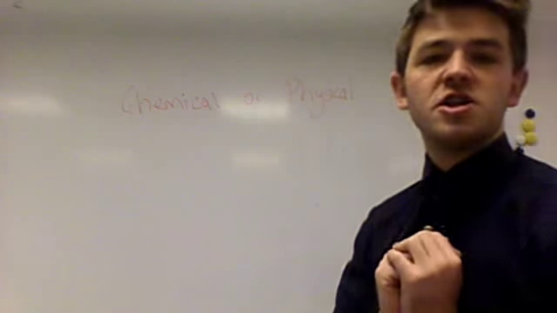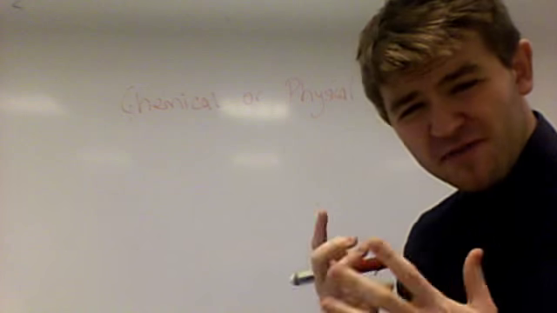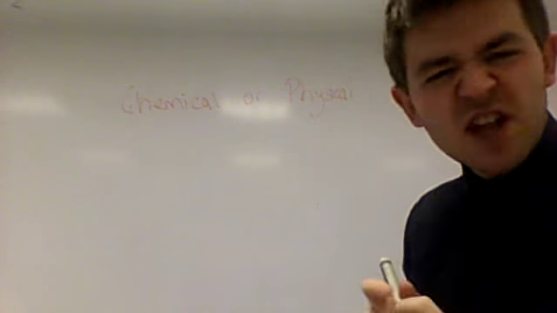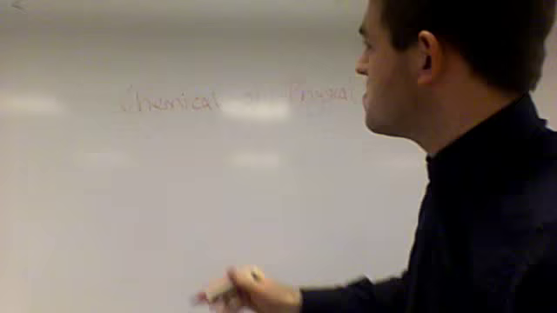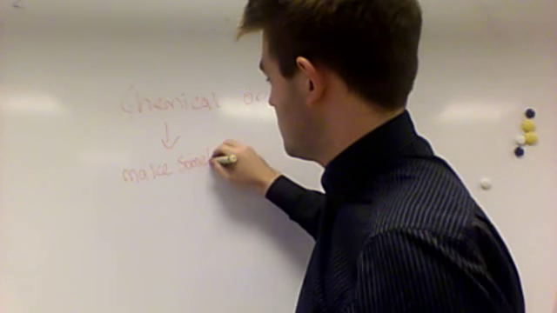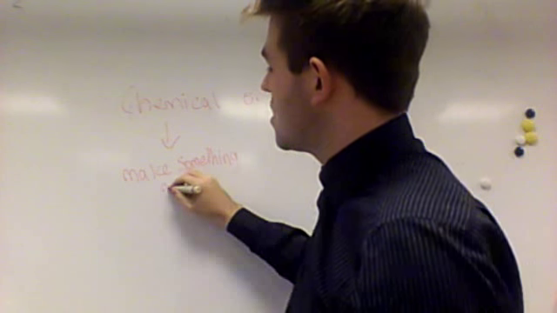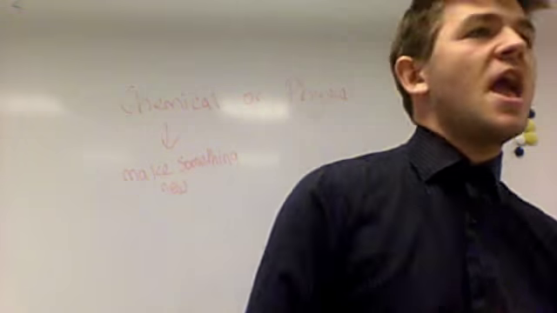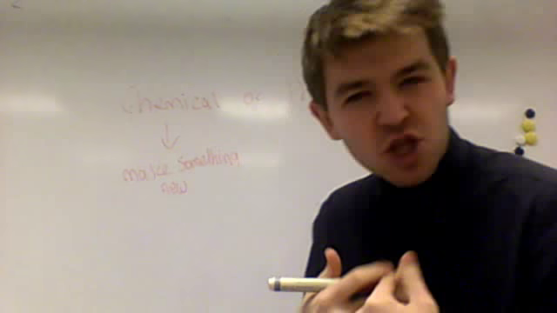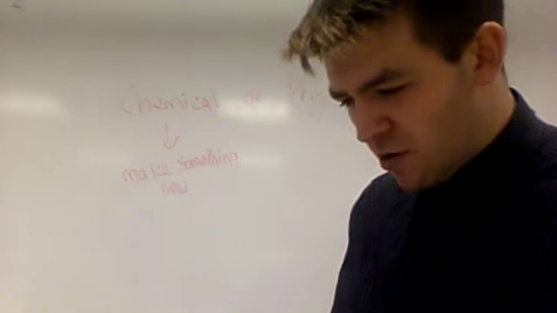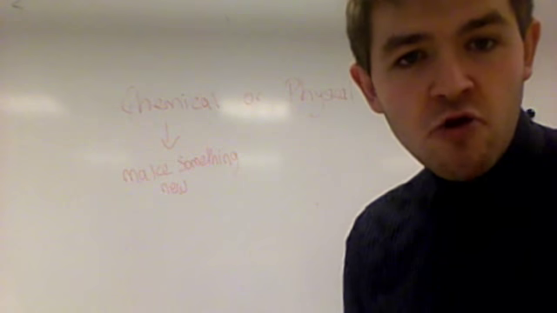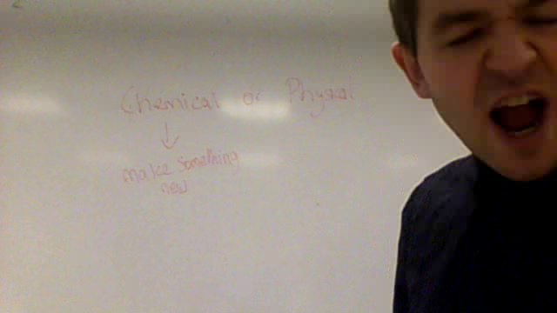Chemical or physical changes. Now, there's a difference here between the two different ways things can change. Chemical changes, we make something new. So it could be, for example, if I have bread and I get it really hot, I can make toast. Toast is definitely different than bread. It's not the same thing. So I've made something new. I've had a chemical reaction.